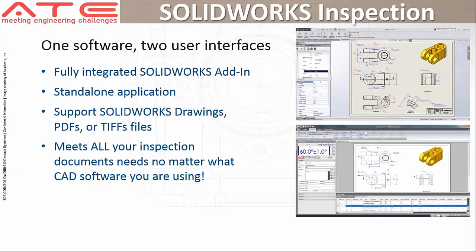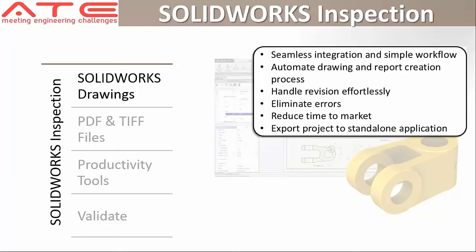When you convert your drawings into PDF or TIFF, you can import them inside SolidWorks Inspection to create an inspection report. It also meets all inspection document needs, no matter what software you're using. As you have both interfaces, you can use SolidWorks Inspection for SolidWorks drawings or any other software drawings. It has a seamless integration with a simple workflow. It's quite fast, with automatic ballooning and report generation, and you can handle multiple revisions. You can just update the inspection report, so you don't need to create it again.